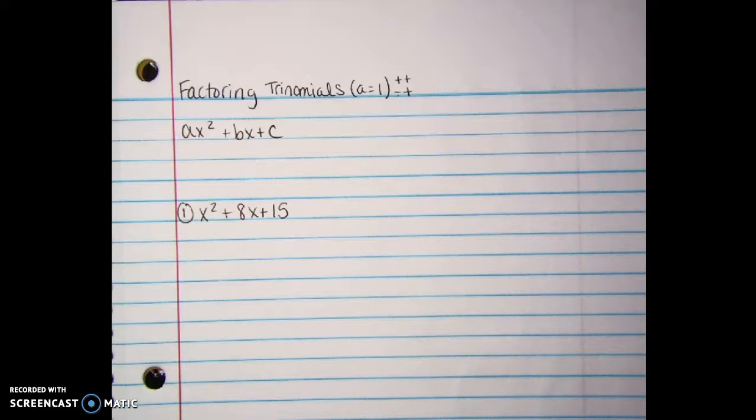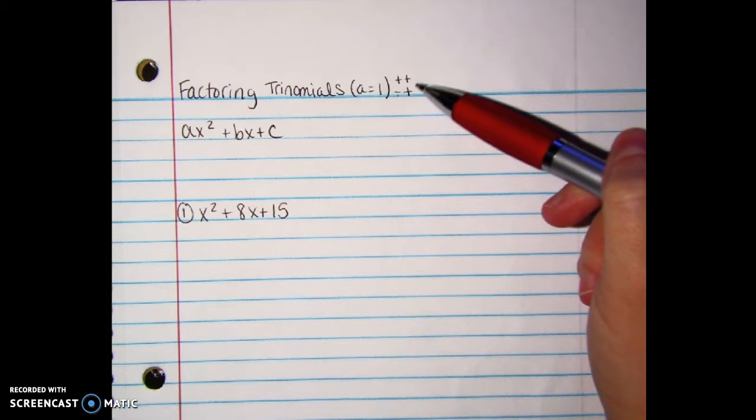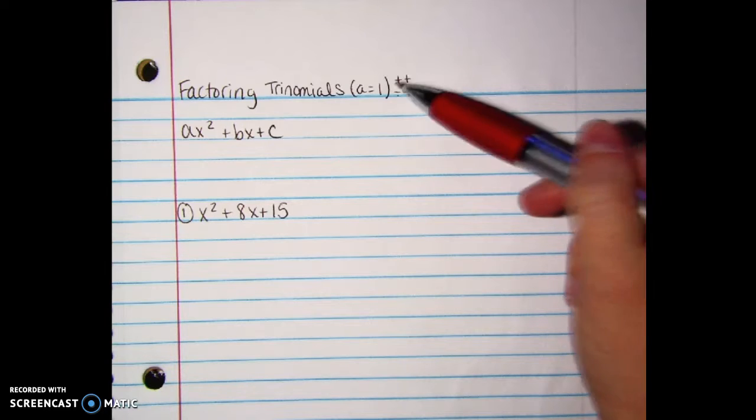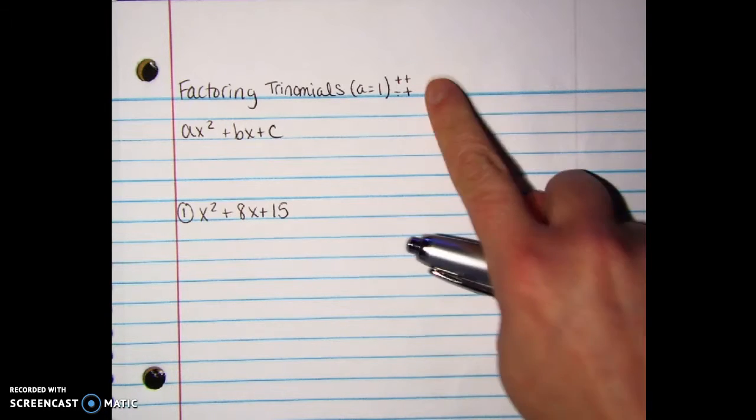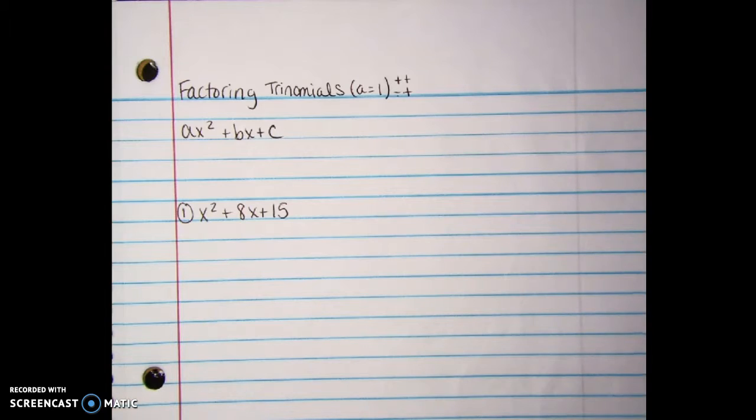Today's notes are on factoring trinomials when a equals 1, and this is part 1 of the notes. Tomorrow we will be doing minus, minus, and plus, minus. So for today, we're doing the easier ones, plus, plus, and minus, plus. And that probably doesn't make any sense to you right now, but it will once we do a couple examples.